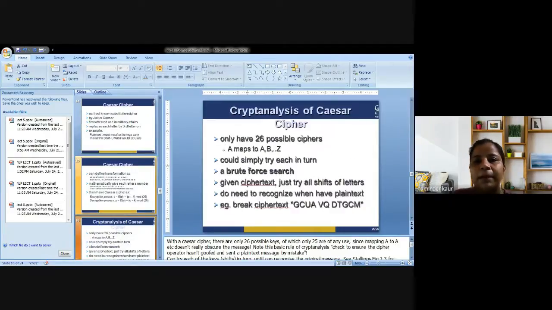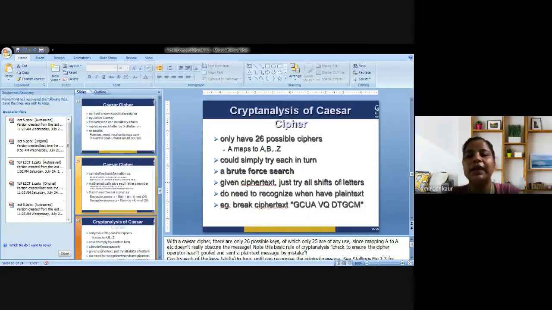There are certain steps given here. We only have 26 possible ciphers because A to Z are there, and we could simply try each in turn, a brute force search. Given a ciphertext, just try all the shifts. What is meant by all the shifts? If we use one shift, then A will be replaced by B. If we use two shifts, A will be replaced by C. If we use three shifts, A will be replaced by D. If we use 26 shifts, A will be represented by Z. In the same manner, we are supposed to try each and every shift of the letter.